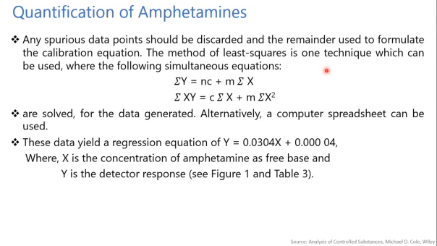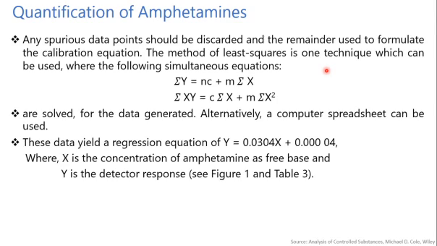Then any spurious data points should be discarded and the remainder used to formulate the calibration equation. The method of least squares is one technique which can be used, where the following simultaneous equations are used: summation of y equals nc plus m times summation of x, and summation of xy equals c times summation of x plus m times summation of x squared. While solving this, we get the data. Alternatively, a computer spreadsheet can be used for such data generation.